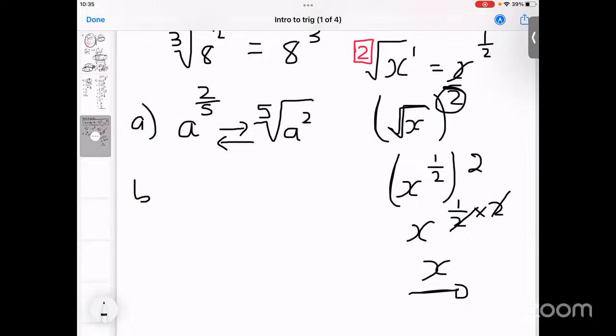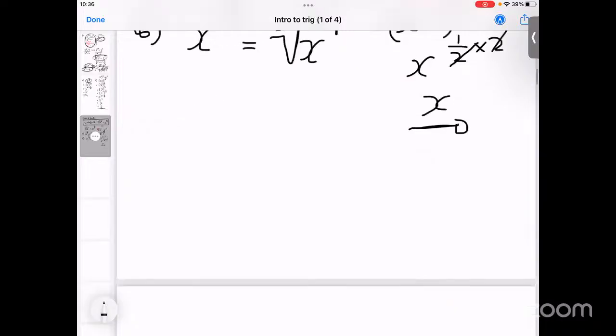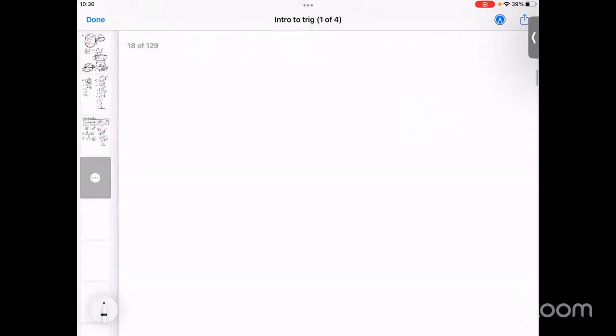Which means, again, if you are having x to the exponent of 4 over 3, this should therefore be the same as the cube root of x to the 4. So that's you doing it in reverse. Okay, maybe let me do some problems now.